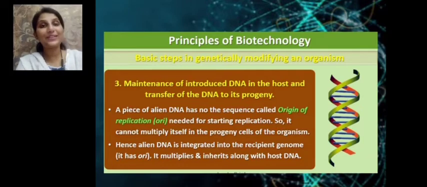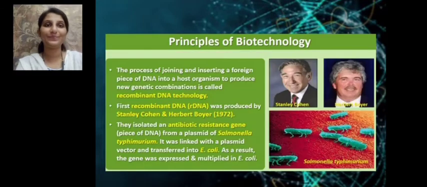So an alien piece of DNA which is linked to the ORI site or origin of replication will undergo replication and multiplication along with the host genome. So that's the third step, maintenance of the introduced DNA in the host and transfer of its DNA to its progeny, only if it is linked to the ORI site of the host genome.